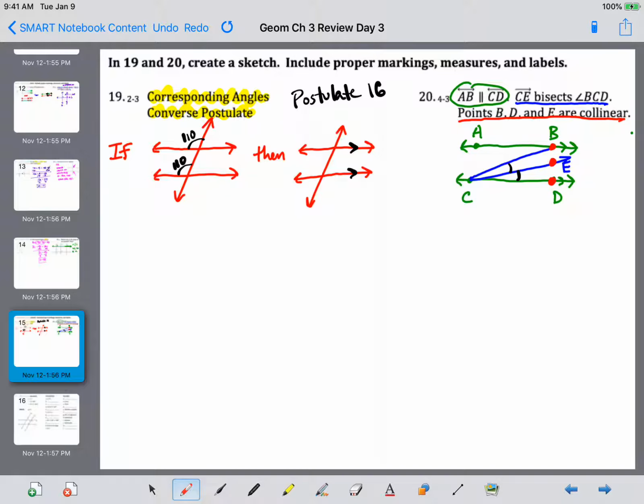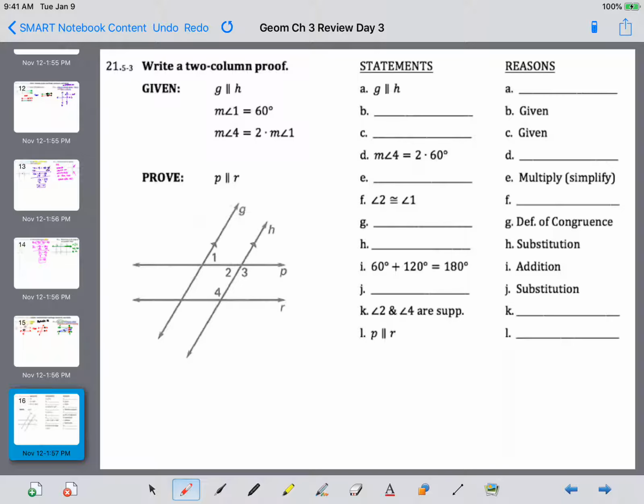Let's look at that proof. So the proof is kind of a long one. It's got quite a few steps, but the first 3 steps are using this given information. Line G is parallel to H, and you notice they put some arrows on here to show us that, so that was our first given for the reason. Then they tell us that the measure of angle 1 equals 60 degrees. So we'll write that for our second given. And they also tell us the measure of angle 4 is equal to 2 times the measure of angle 1. So that's our third given.